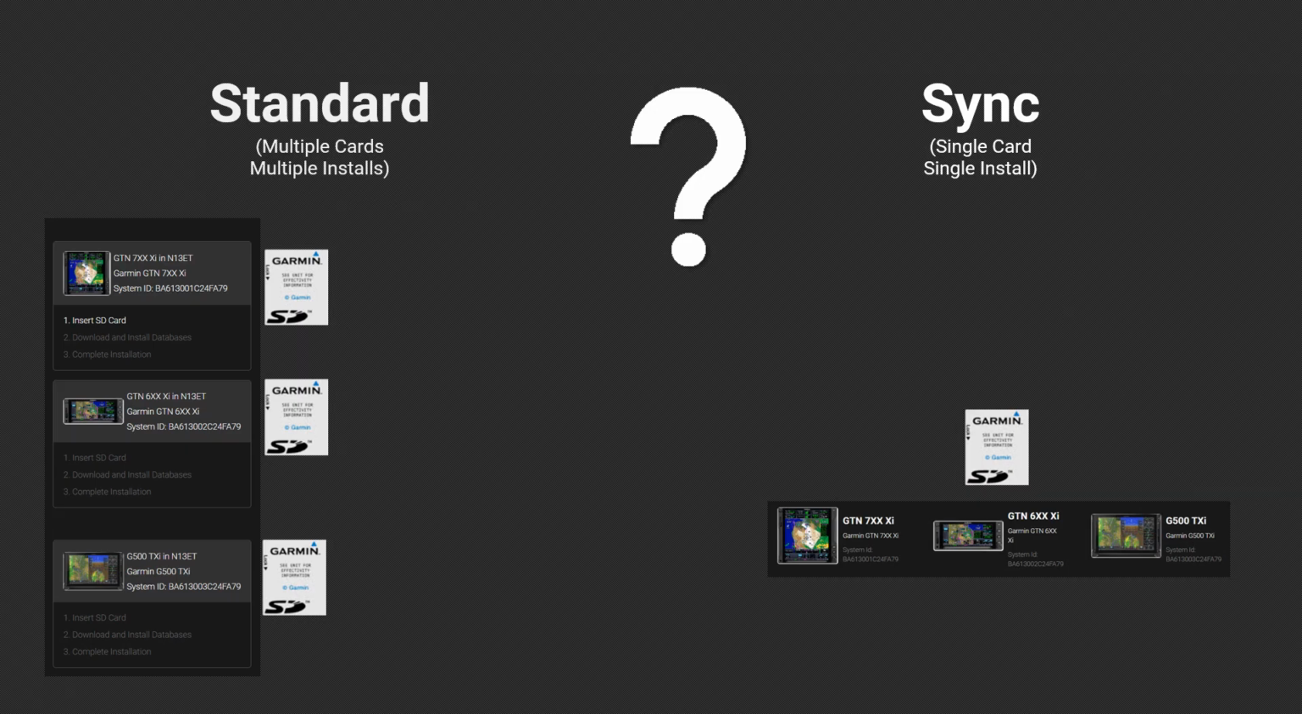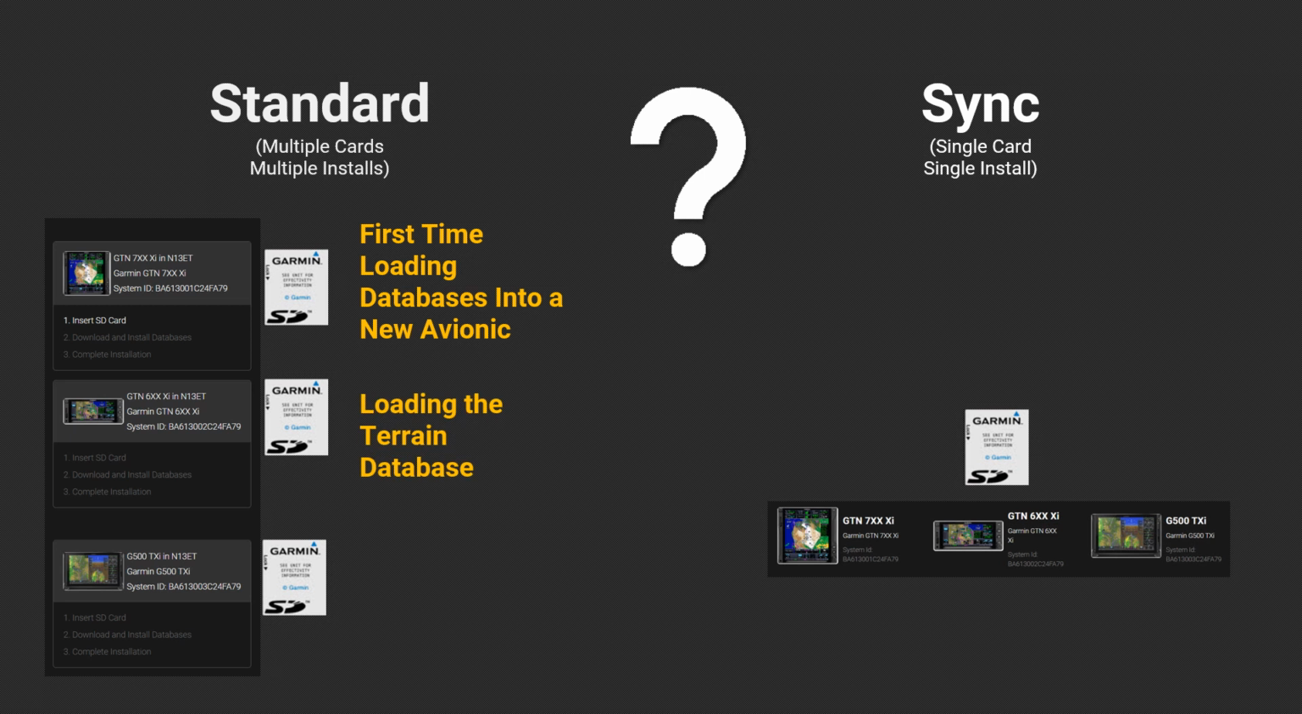So, which process should you choose? When you load databases for the first time, use the standard process. Always load the terrain database using the standard process. Terrain is a very large file and is only loaded every 1 or 2 years. The terrain database can take a very long time to load and thus may complicate the sync process when loading the more frequently updated databases. If different databases are to be loaded into different avionics, you will need to use the standard option.